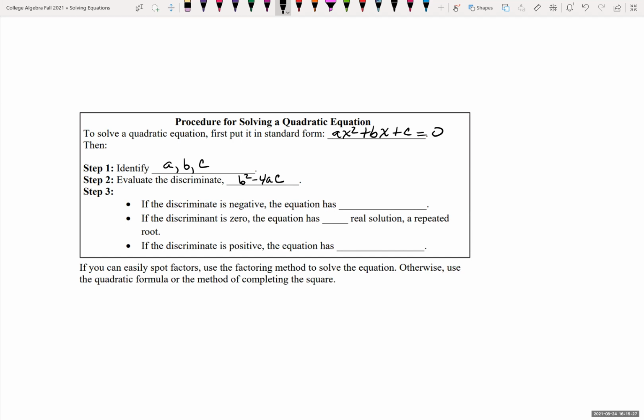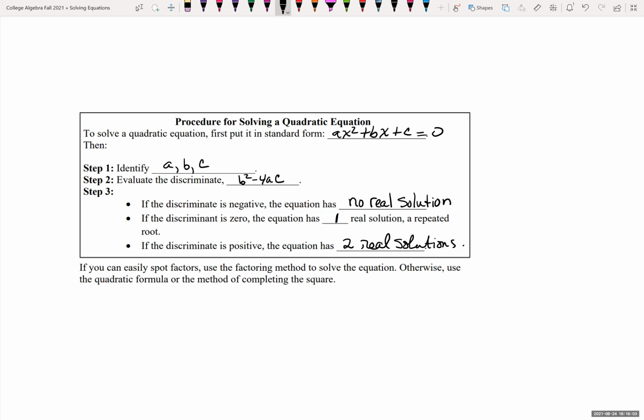If the discriminant is negative, we know that the equation has no real solution. If the discriminant is 0, then the equation has one real solution. And if the discriminant is positive, the equation has two real solutions, and they're unique.